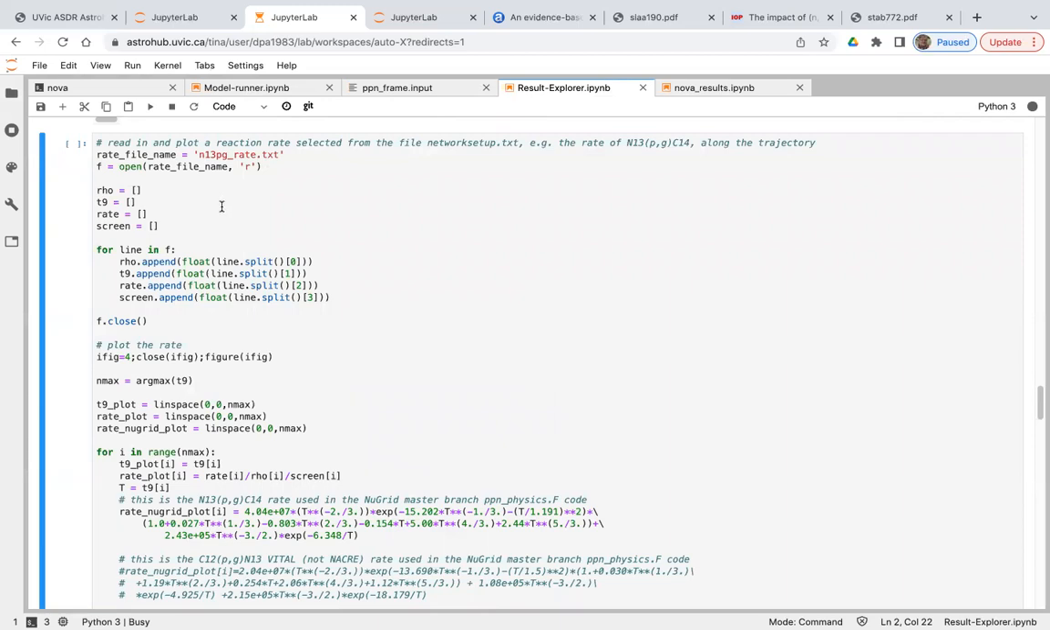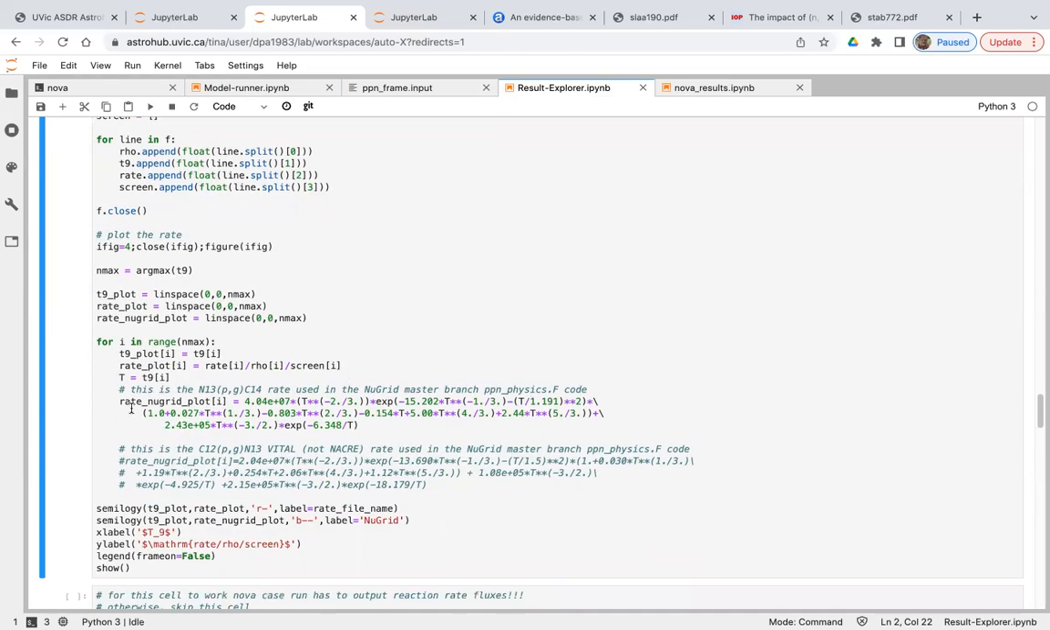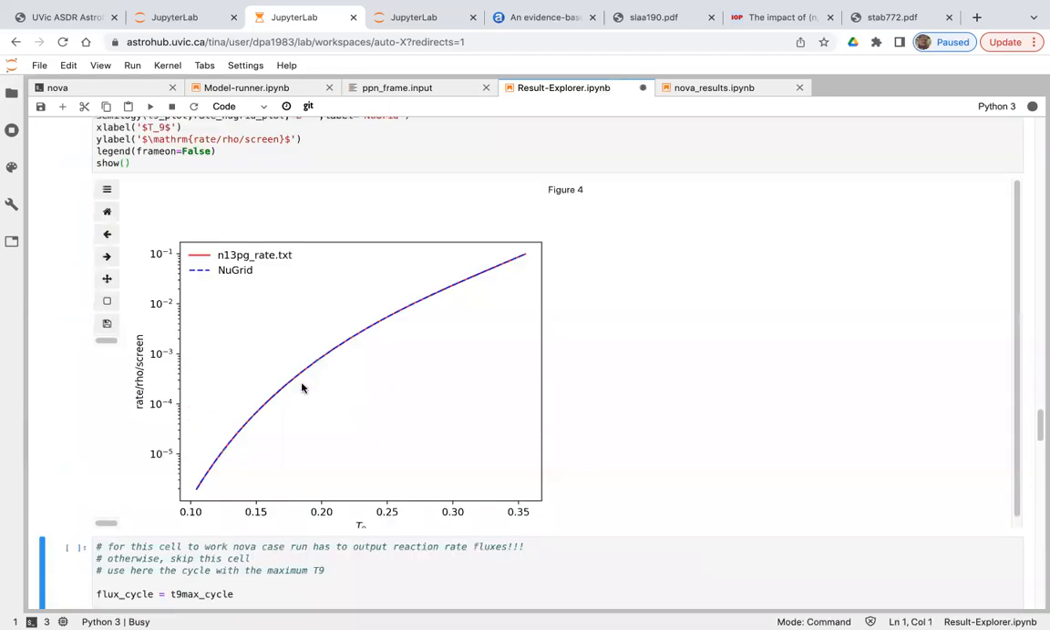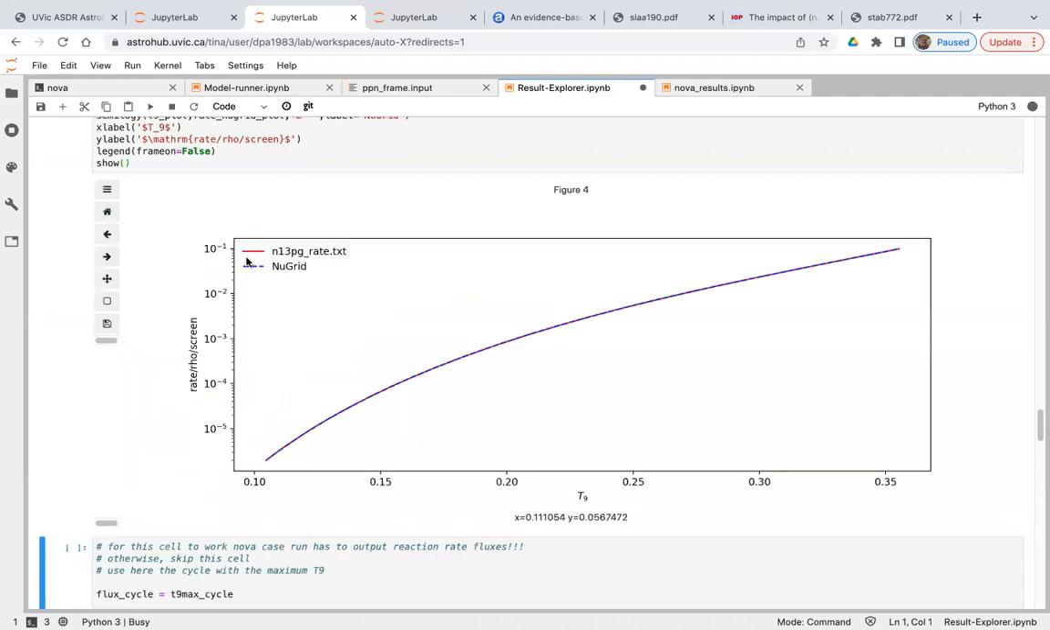that was used in simulations. In this case, I compare it with the analytical prescription taken from the same code, so the rate should be the same. But you can use here for comparison a different prescription for the same rate. This produces a plot like this. The red one is the rate that was used in your actual computations, and the dashed blue is what is taken from NuGrid analytical prescriptions for the same rate. So it's not surprising that they coincide.